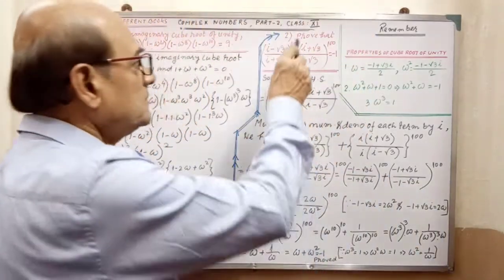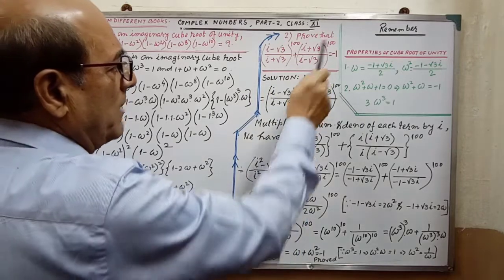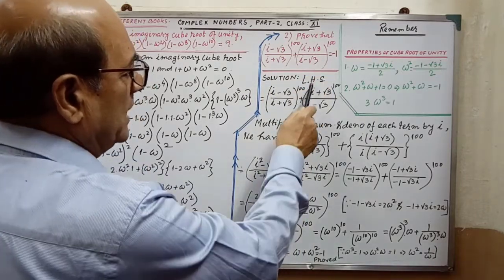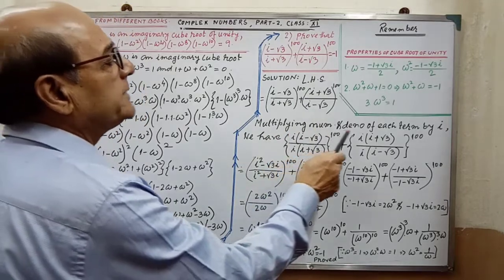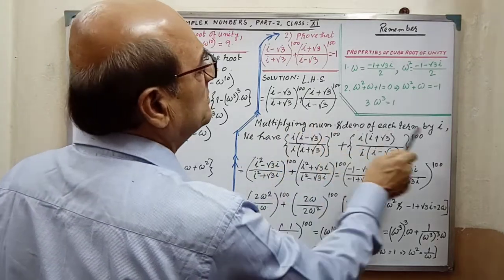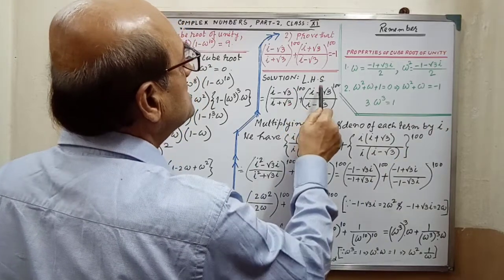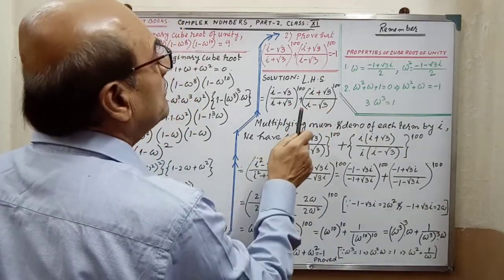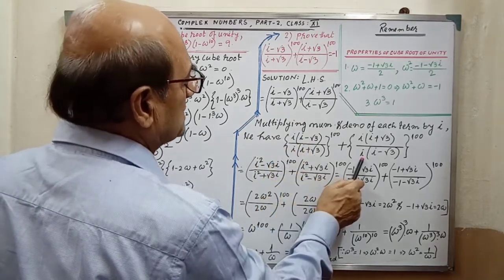Next sum: prove that this, the given sum, equals -1. Solution: LHS equals this. Then multiplying numerator and denominator of each term by i. This we have to multiply by i, and this term also by i. Then we are getting this expression.